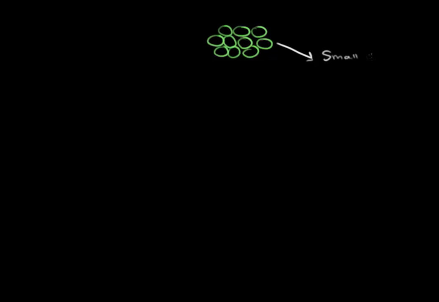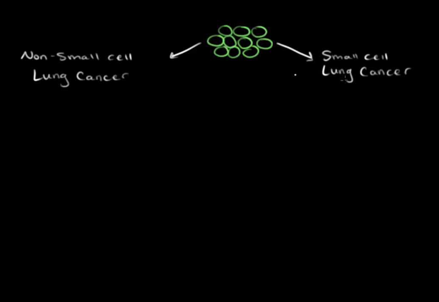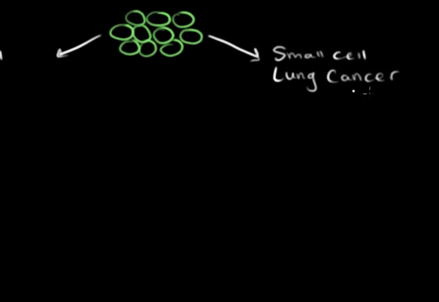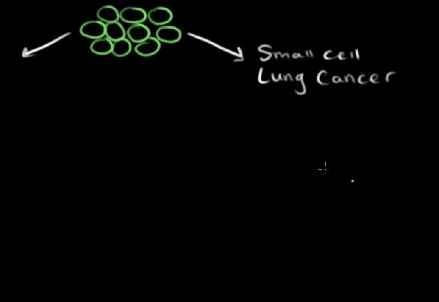There are two main categories of lung cancer, one being small cell lung cancer and the other non-small cell lung cancer. And maybe you can already tell that these two main categories have to do with the actual size of the cell. So for small cell lung cancer, this is a tiny cell. So I like to think of it as a baby cell.